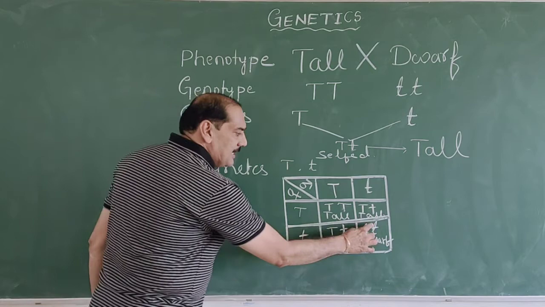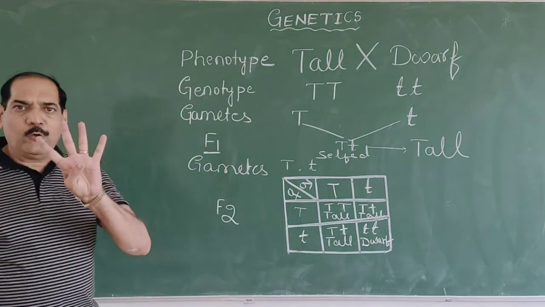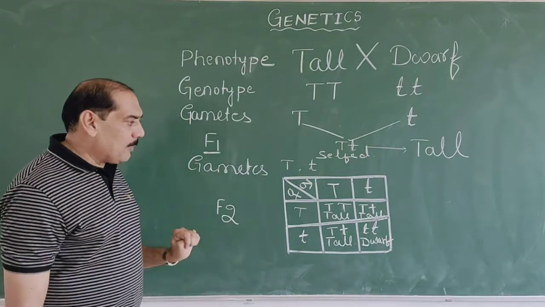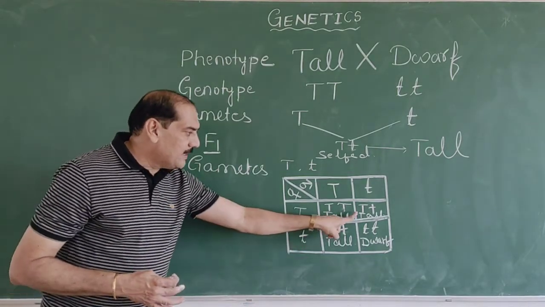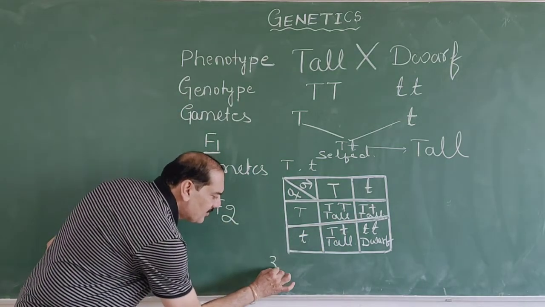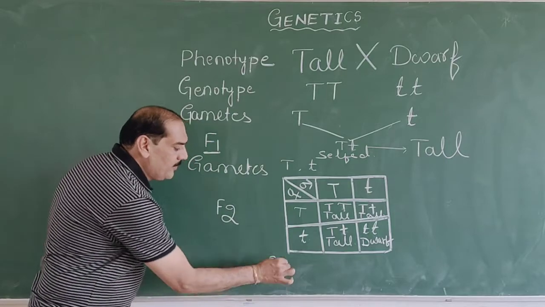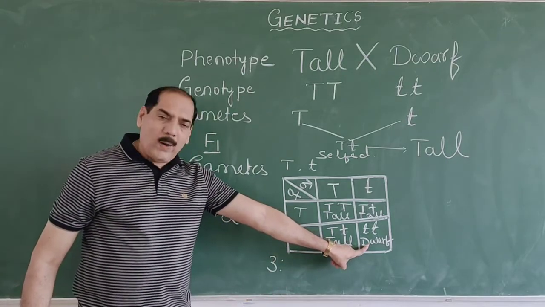Here in this checkerboard, total how many plants? 4 plants. Of them, how many are tall? 1, 2, 3. 3 tall. Of the 4, how many are dwarf? 1.